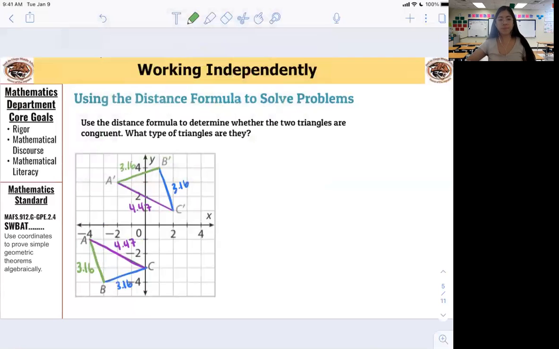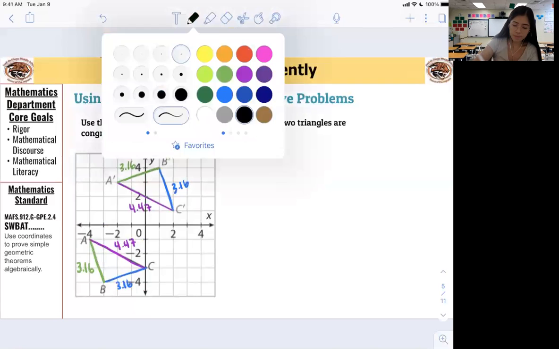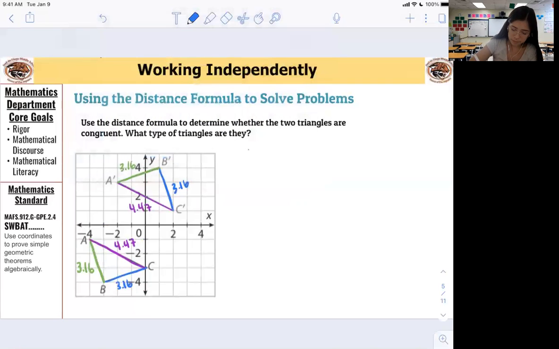Wait, miss, I have a question. The coordinate points for B and C: B is 1 comma 4 and C is 2 comma 1, right? Yes. I'm redoing it, but I keep getting the same thing. So for BC, yeah, BC.